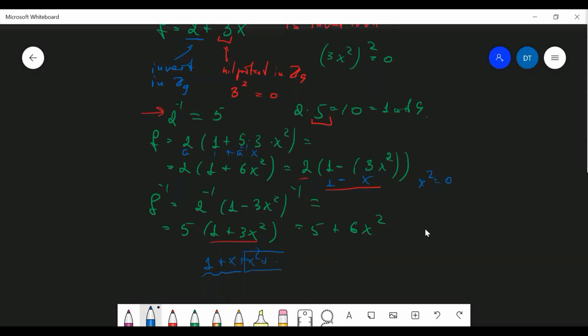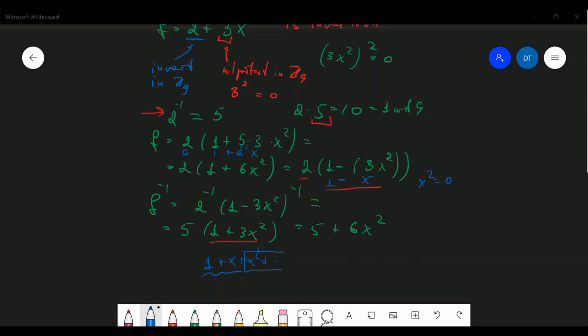Is it clear now? Yes. But this is just a trick. It's not a general rule which works all the time, and there is nothing to worry about. I mean, it doesn't mean that if you know this rule, you can compute all possible inverses in the world. It's just an interesting trick which works here. And that's it.